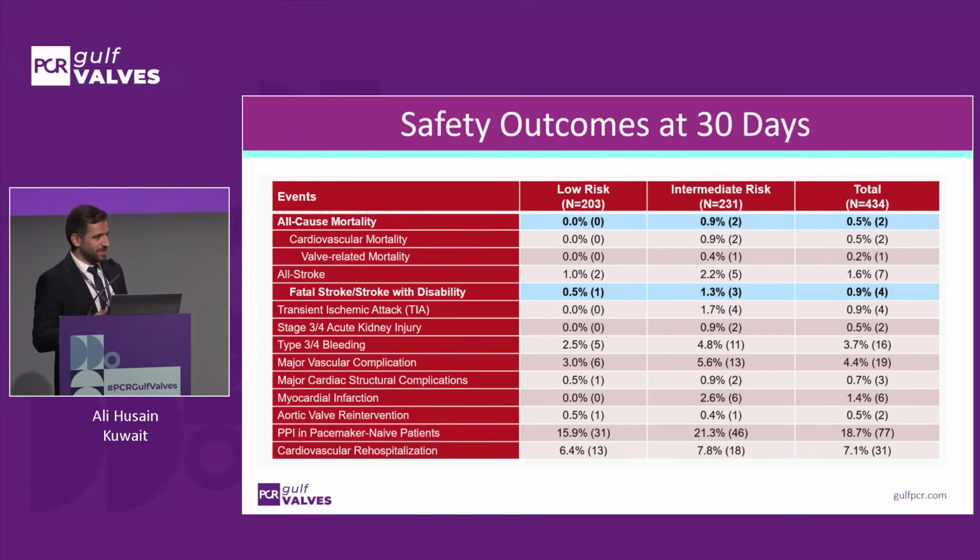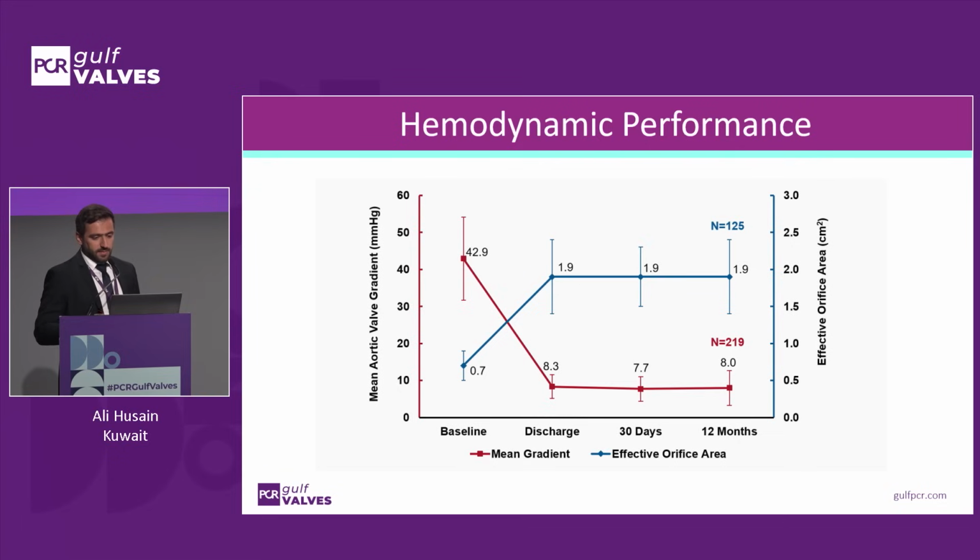I see Dr. Fadi is not happy with this comment. But the other thing to comment here is this is the old version of the Navitor valve. So this is not the Navitor Vision. The new Navitor Vision has 3 radio-opaque markers at 3 millimeters from the annulus. And we do think that this may actually reduce deep implantation and hopefully reduce the risk of needing a pacemaker for those patients.